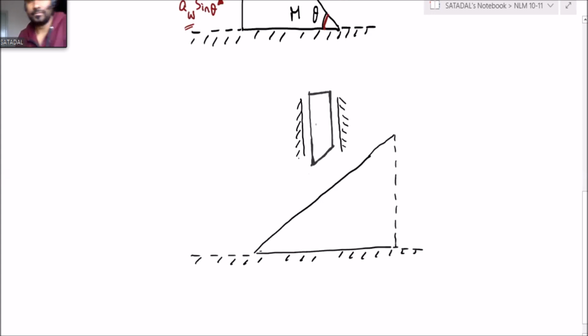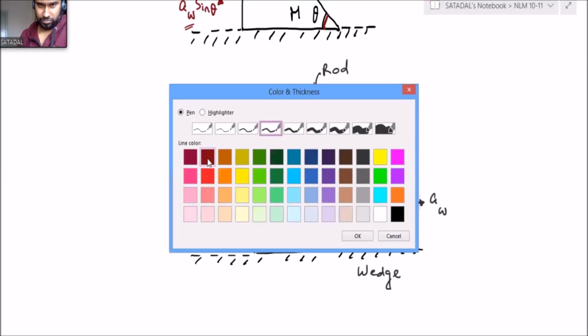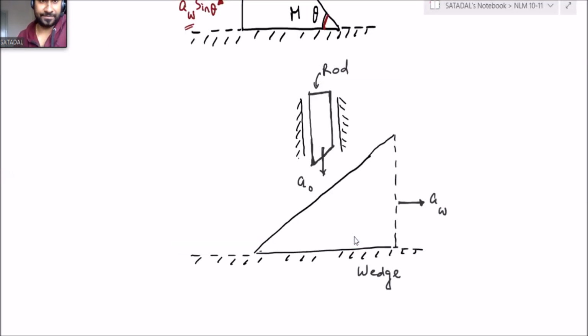Right now, here I'm taking this as a rod. This one is the rod, and this is the wedge. Both can move. The rod is coming down with acceleration A0. Obviously, the only possible direction the wedge can move is along the x-axis with acceleration A wedge. Clear for everyone? Please respond if it is clear to everyone.